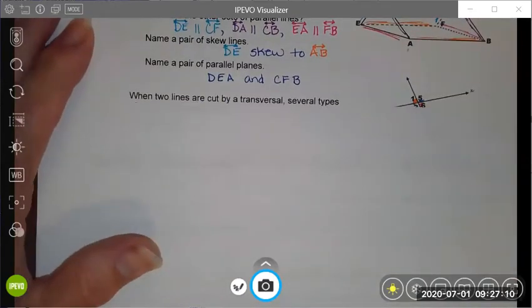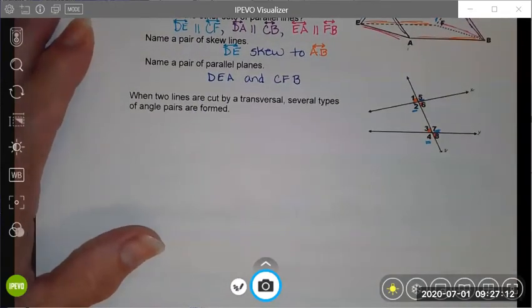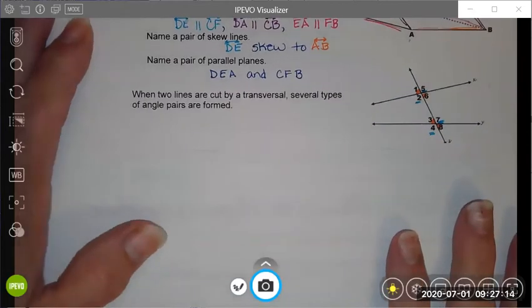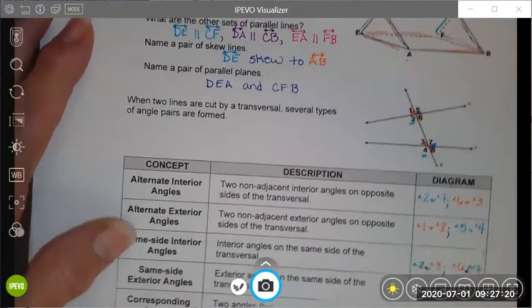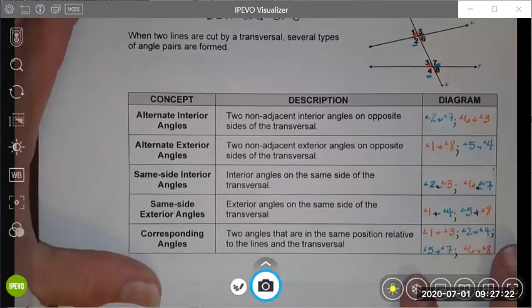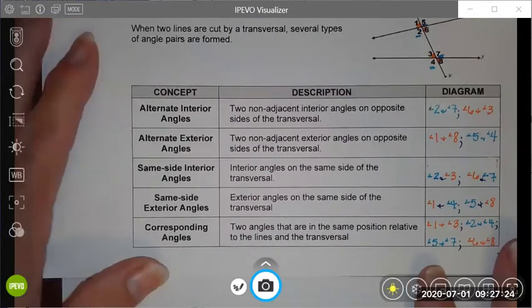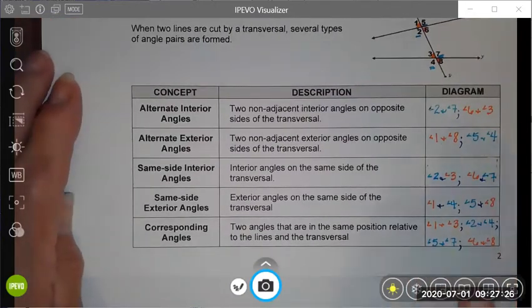Fascinating stuff, don't you think? Life gets a little bit more interesting when we have two lines cut by a transversal, because there are lots of different angle pairs that are created by this. These are angle pairs that you have seen before. This is just to refamiliarize yourself with them.